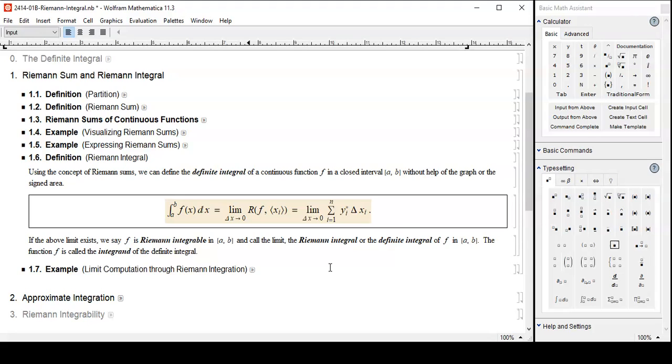So I'm not going to use the term definite integral from this point on. I'll call it the Riemann integral. More precisely speaking, it is the definite integral defined through the Riemann sum like this. That's the Riemann integral. But I'm going to call it the Riemann integral from this point on.